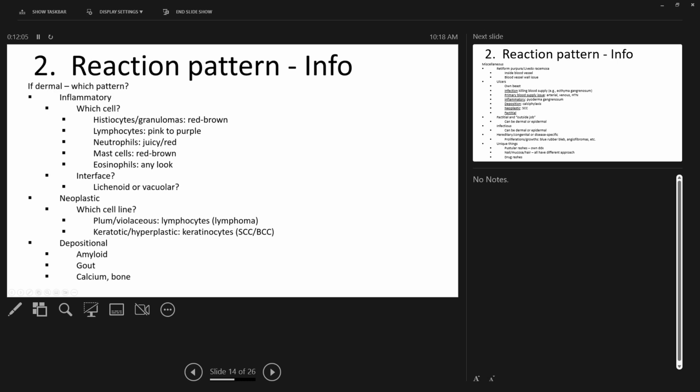Depositional. We'll have an example later, but depositional really has a unique look to it. It looks like someone just took something and stuck it or injected it into the dermis. So you have an expanded dermis. It looks non-inflammatory, non-neoplastic. Some classic examples of that are amyloid, gout, calcinosis cutis, osteoma cutis, etc.